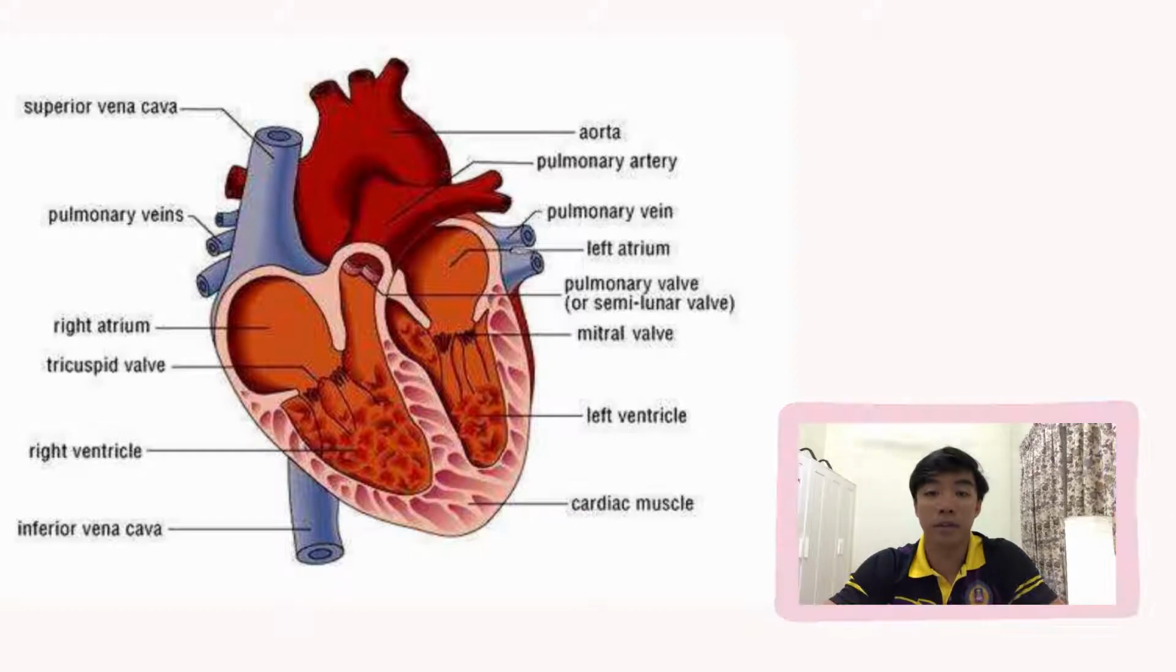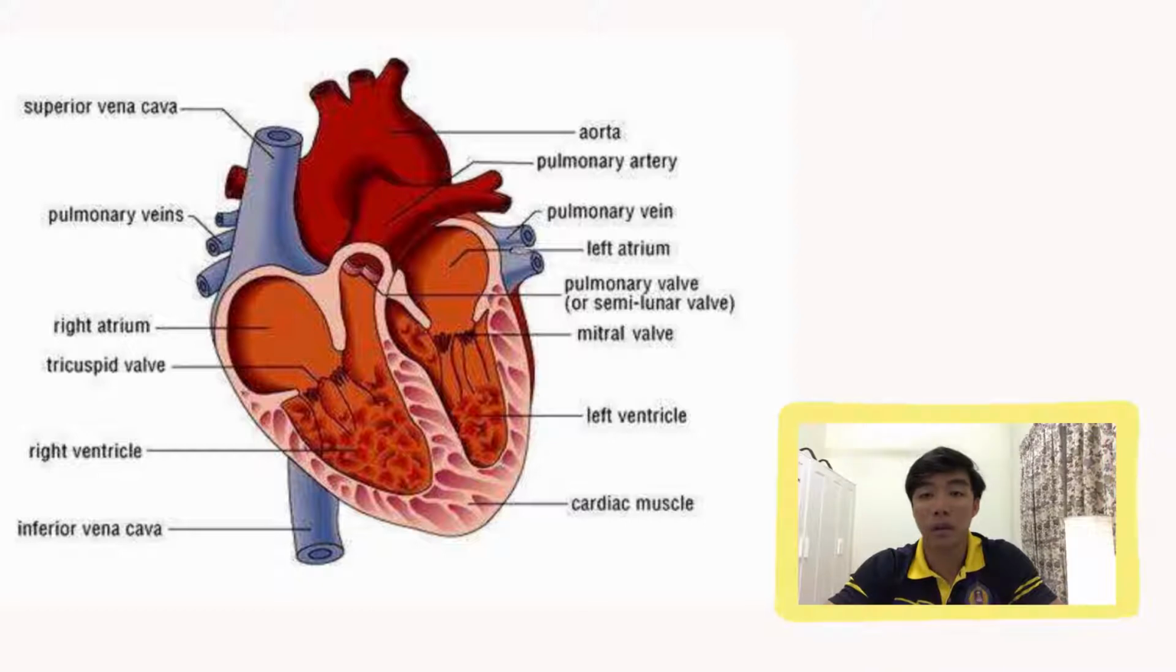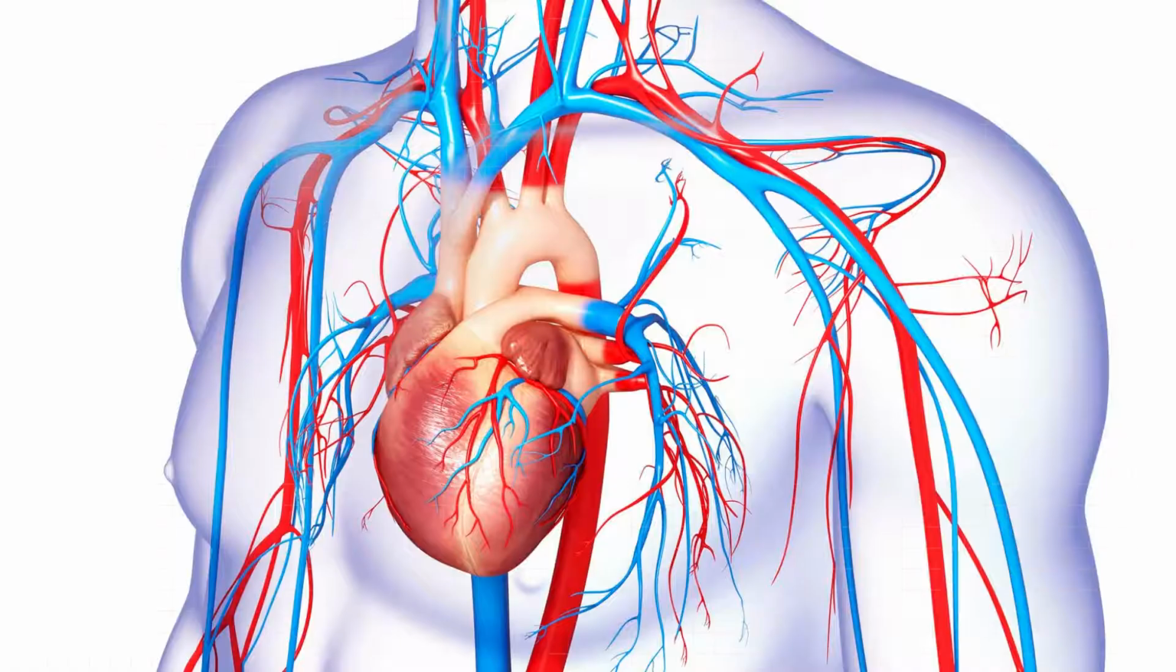The heart consists of the superior vena cava, pulmonary veins, right atrium, tricuspid valve, right ventricle, inferior vena cava, cardiac muscle, left ventricle, mitral valve, pulmonary valve, left atrium, pulmonary vein, pulmonary artery, and aorta.